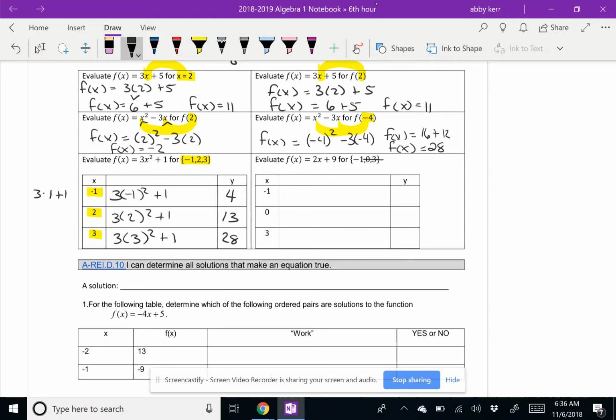And now you do the same thing. I gave you 3 x's. I recommend just making a table and then just plugging it in to your input. I like to rewrite all of them first and then solve, but if you have a different preference, that's fine. 2 times negative 1 is negative 2, plus 9 is 7. 2 times 0 is 0, plus 9 is 9. 2 times 3 is 6, plus 9 is 15.